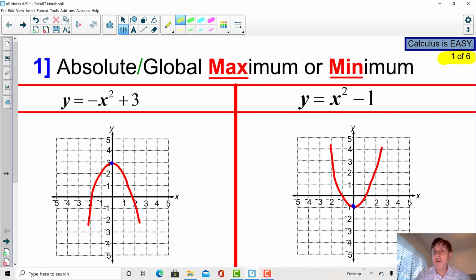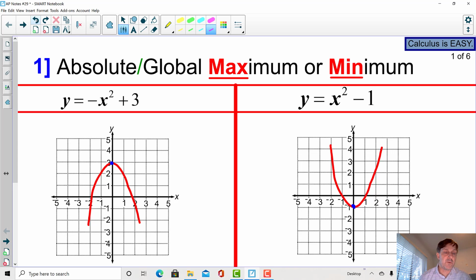Okay, for example 1, we just want to talk about what is an absolute max or absolute minimum. Sometimes they call them global max or global min, but that's the exact same thing. So on our first example, you can see it's a negative x squared. It's been moved up 3, so it's an upside down parabola. In this case, we have an absolute maximum when x is 0. An absolute maximum would have to be the biggest y value on the entire graph.